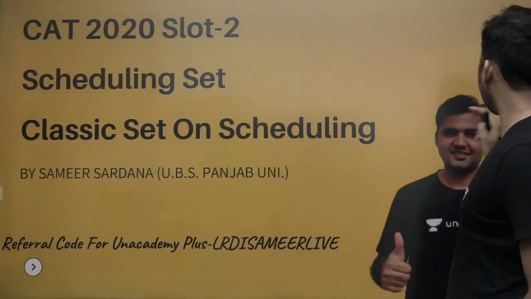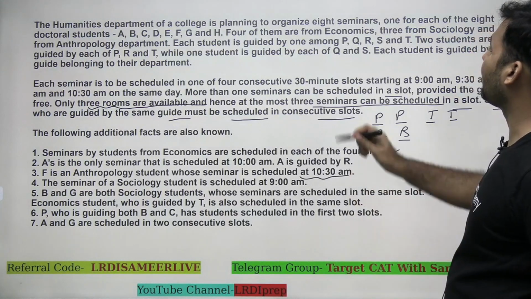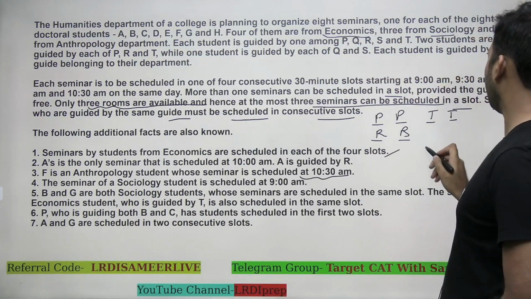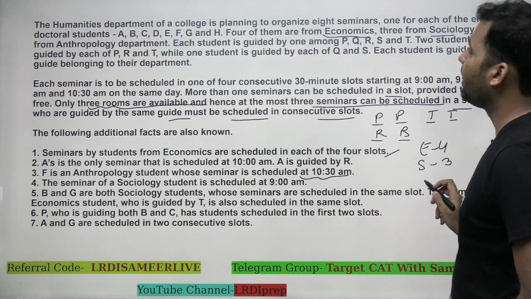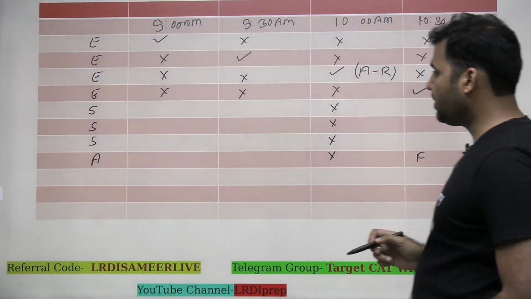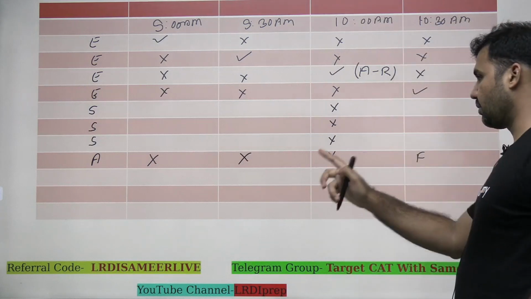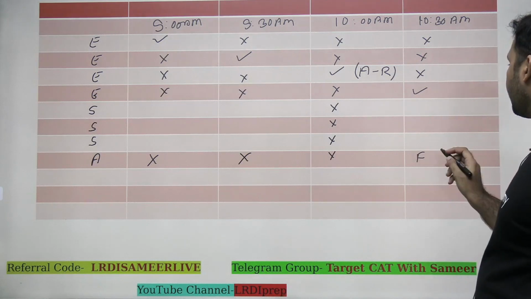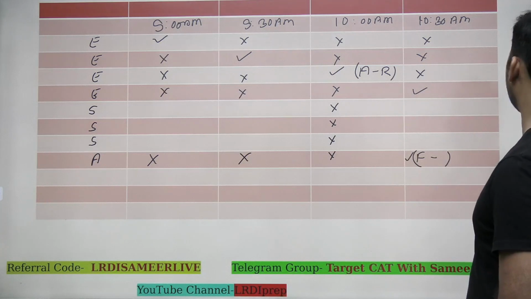And now we also know that there is only one student of anthropology. It's given that 4 of the students belong to economics, 3 from sociology. So economics we have 4 students, sociology we have 3, and anthropology we have only 1 student. So can I say that there cannot be any other seminar of anthropology? So the anthropology seminar is happening at 10:30. The student is F. We need to decide the guide name, right? That we will be deciding in a minute.